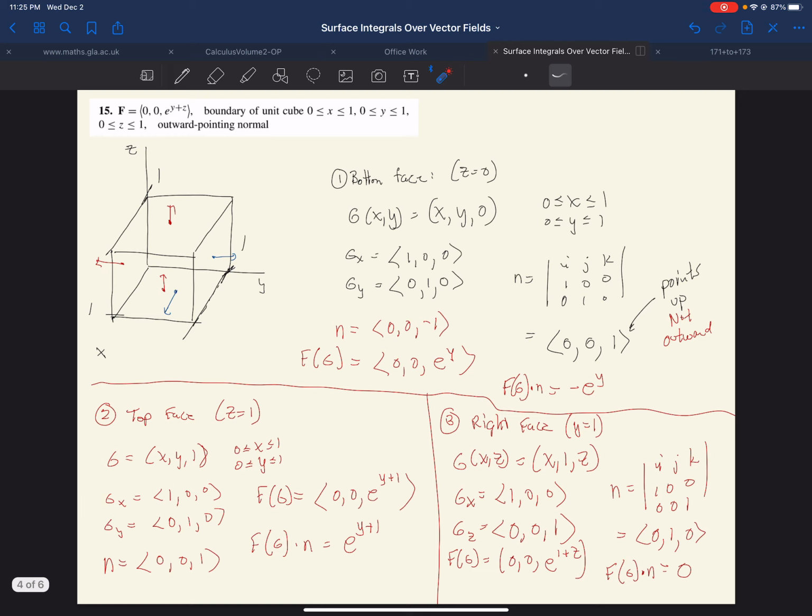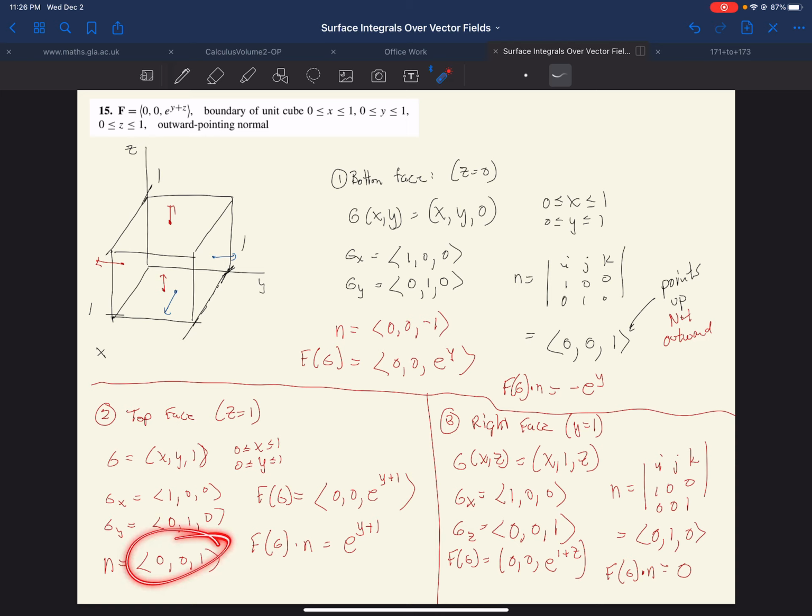Now we take to the top face. On the top face, what I do know is z equals 1 there. So I'm going to let x be whatever, y be whatever, but this time z has to be 1. I put my bounds for x. X goes from 0 to 1, y goes from 0 to 1, and find g sub x, 1, 0, 0, g sub y, 0, 1, 0. That's exactly this over here, so I know the normal vector, and that points up, and because up is outward for the top, then I don't need to manipulate that normal vector.